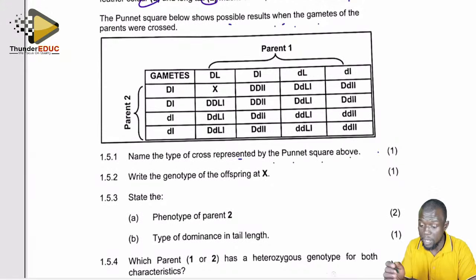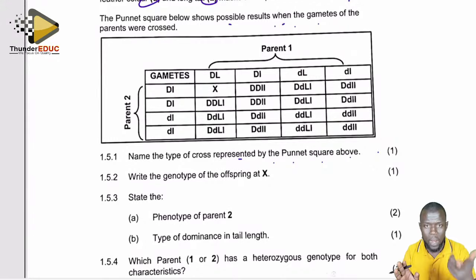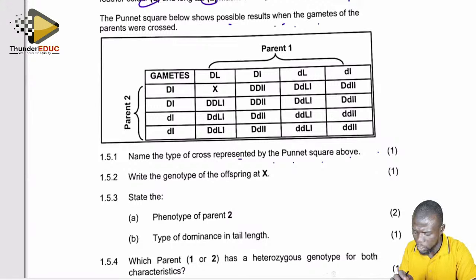So this is a dihybrid because we are considering 2 characteristics. Here you are seeing 4 of them, but those are not. If you are saying size, you have big or small. So that is one character, which is size, your body size. You have to understand that concept so that you don't get it wrong. They're saying name the type of cross represented in the Punnett square above. So we say that is dihybrid cross.